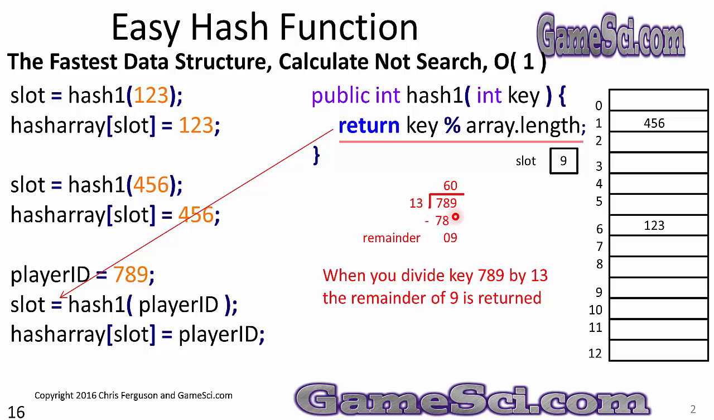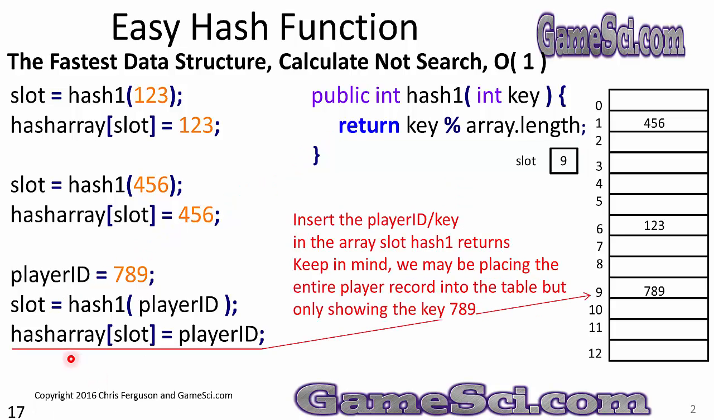13 goes into 78 6 times, and it perfectly goes into 78, so it has a 0 here when I subtract out the 78. We drop the 9 down. 13 doesn't fit into 9, so we'll put a 0 here, and we'll calculate the remainder of 9. When you divide the key 789 by 13, the remainder of 9 is calculated and should be returned to the calling routine and assigned to the variable slot. 789 needs to be stored in slot 9 of the array. Hash array of slot equals player ID.